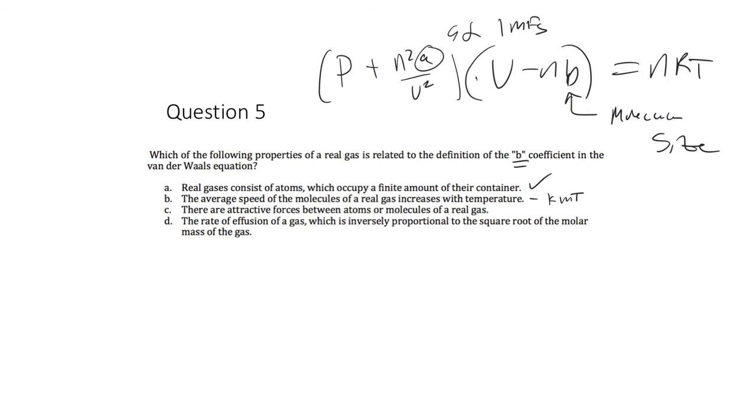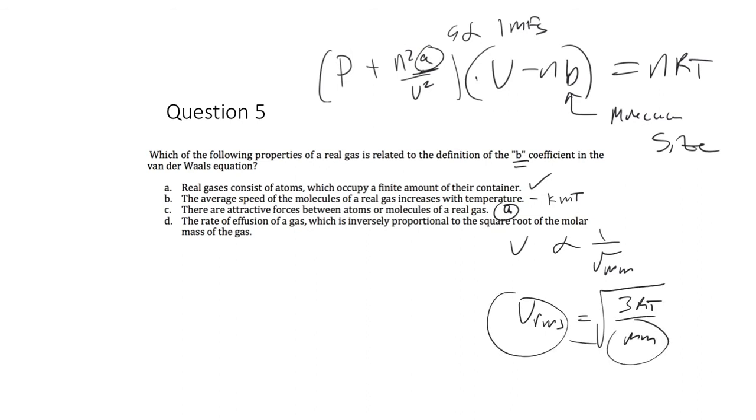There are attractive forces between the atoms or molecules of a real gas. This is the A constant. That's what the A means in the van der Waals equation. And then the rate of diffusion of a gas is inversely proportional to the square root of the molar mass of the gas. This is just the relationship between velocity and molar mass from an equation like the RMS velocity, the square root of 3RT over molar mass. So you get this inverse relationship to the molar mass. True statement, but nothing to do with the B constant. So the right answer here would be statement A.